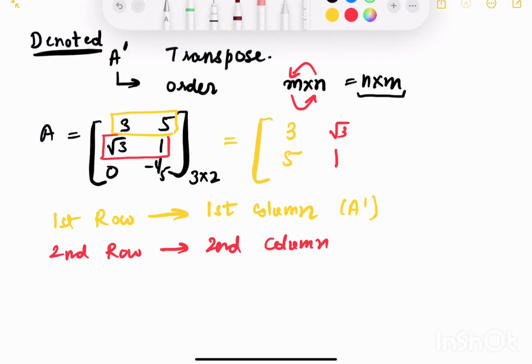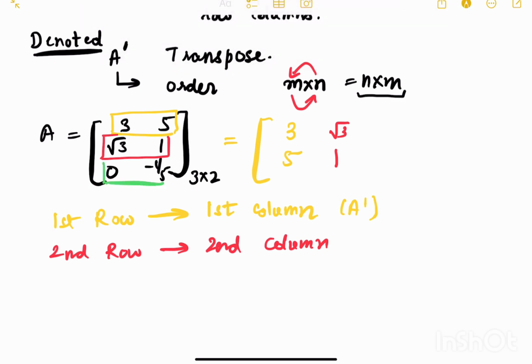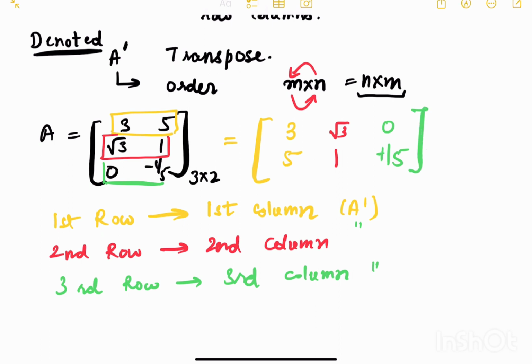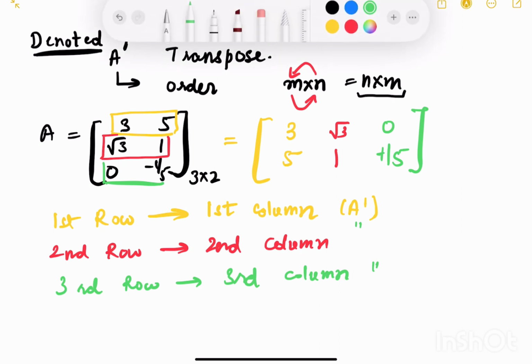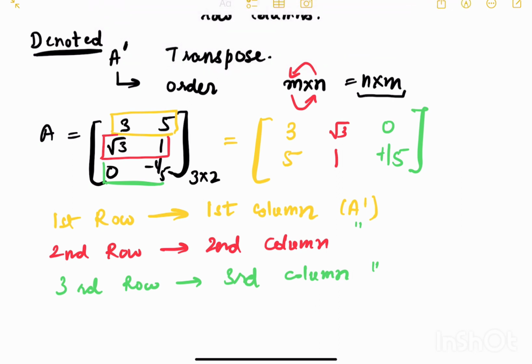Now let's focus on my third row, which is 0 and 1 by 5. So my third row will become my third column in my resultant matrix, which is my transpose. So I will just write it here as 0, minus 1 by 5. So this is my resultant matrix. And as you can observe here, what is the order? We have just interchanged it. It is 2 cross 3. So this is how we generally calculate the transpose of a matrix.